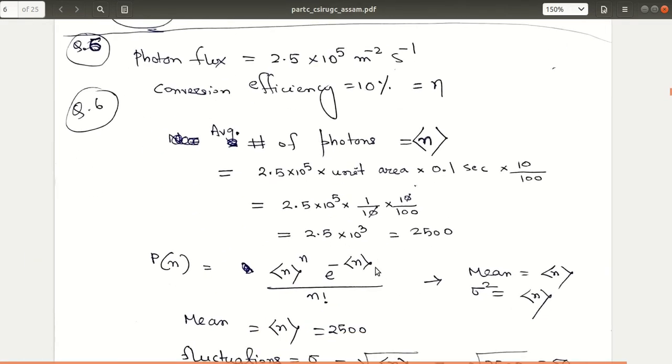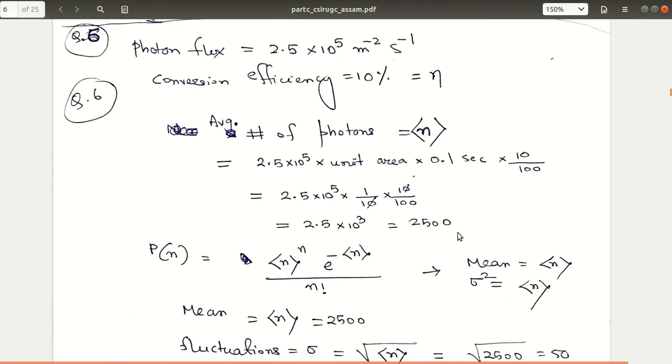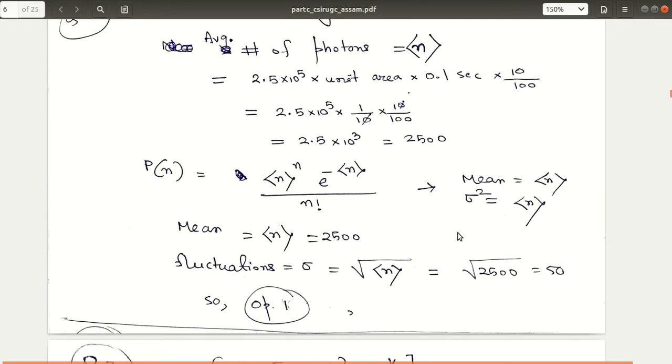So here the proton flux is 2.5 × 10^5 m^-2 s^-1, and the conversion efficiency is 10%, which is denoted by eta. The average number of protons, expectation of n, is the proton flux times unit area times 0.1 second times the conversion efficiency, so it will give you 2500. Now as it obeys Poisson statistics, the probability is expectation of n to the power n, e to the power minus expectation of n, divided by n factorial.